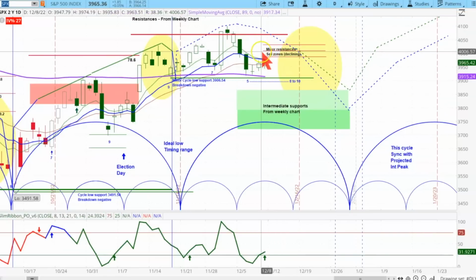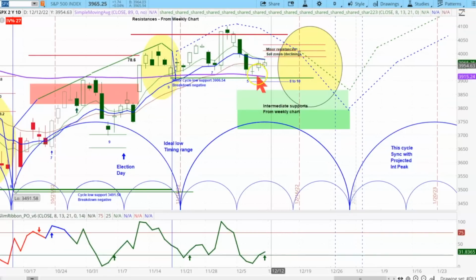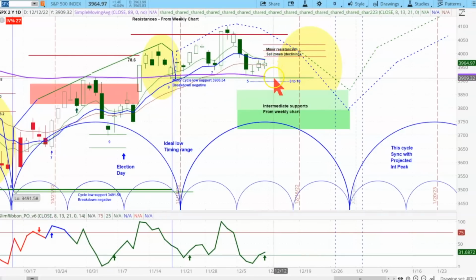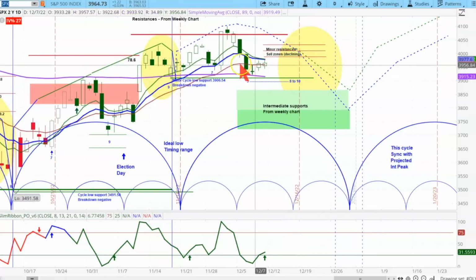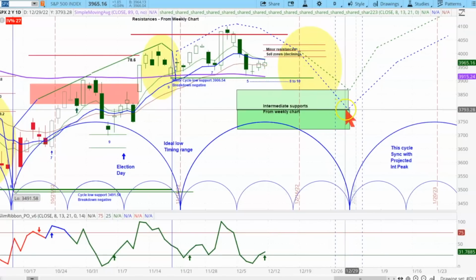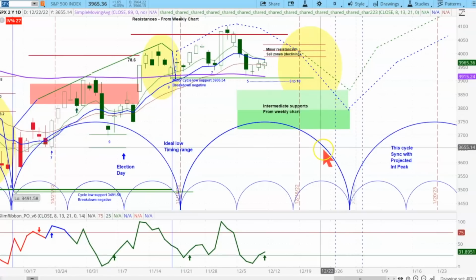Here are your resistances and sell zones right in here, and they're declining because this was declining. So we see a failure coming in here either today on Friday or into Monday or Tuesday. And then the market trying to rally again. But because of this formation, we are looking for a further decline, which comes out to the end of the year, where these cycles come down and nest.